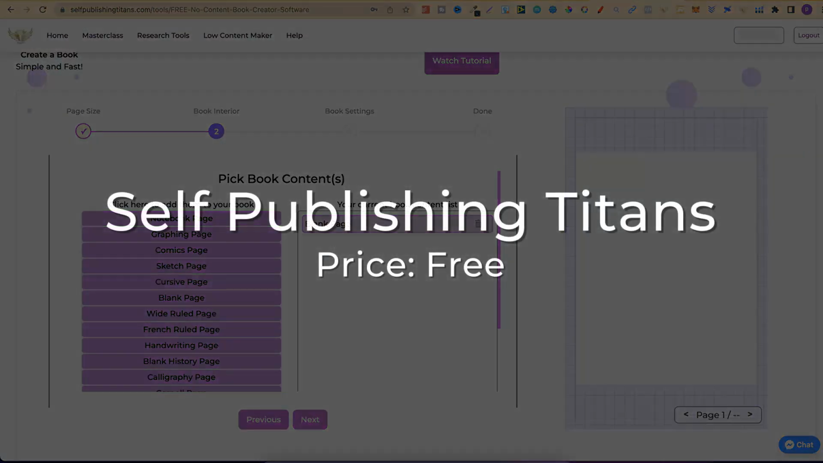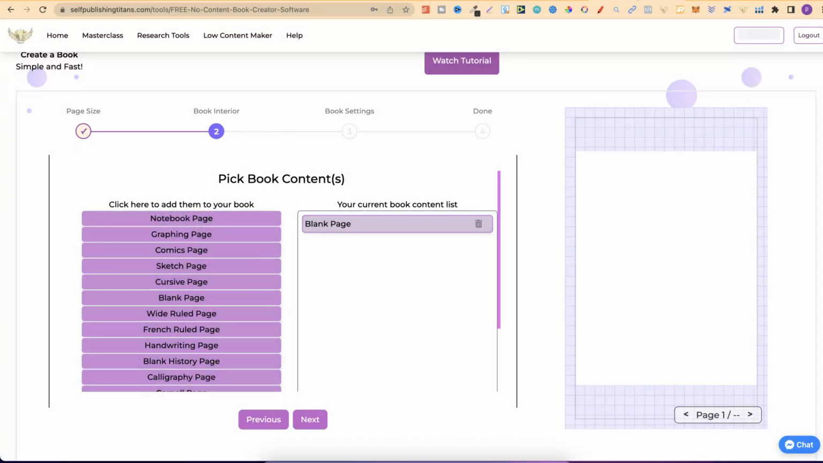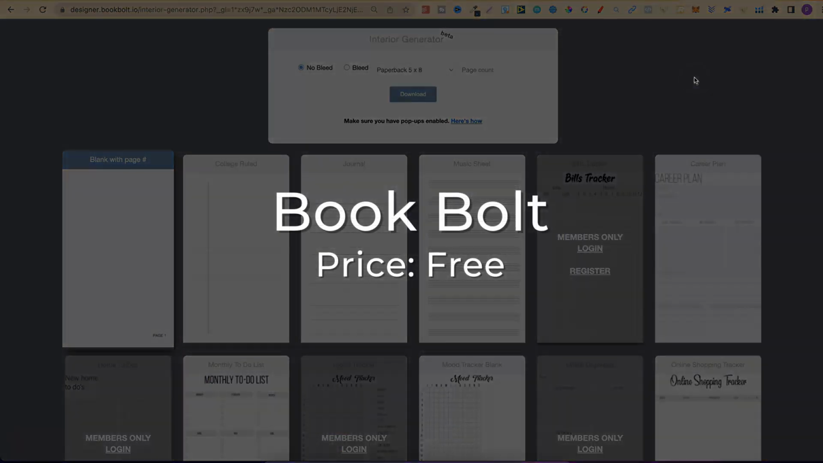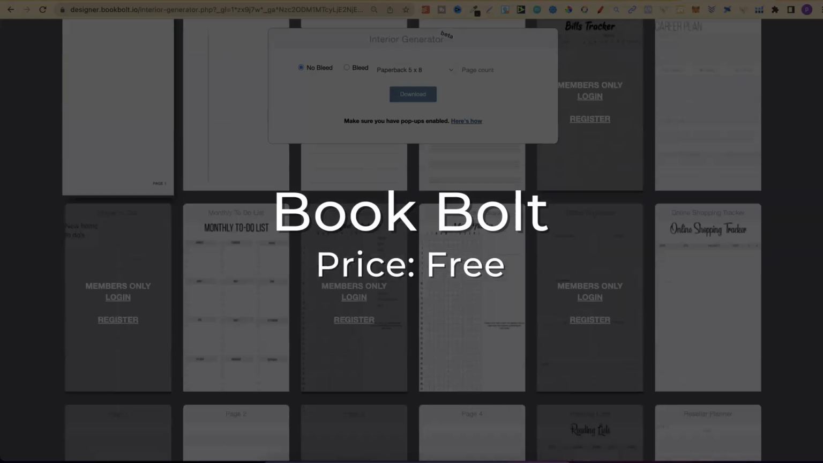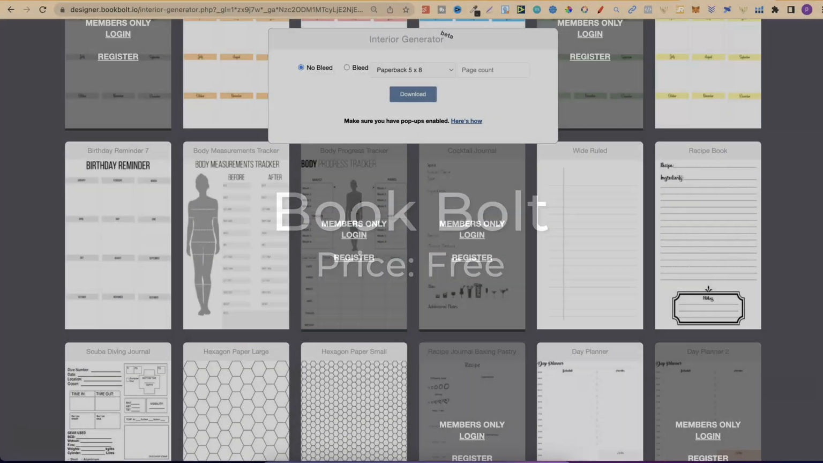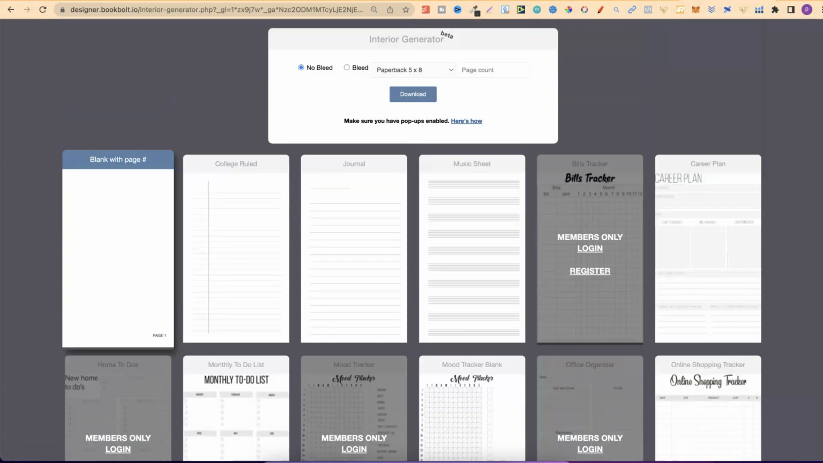Third place being Self-Publishing Titans, because they've just released this brand new awesome software which is completely free, and you can create notebooks, graph pages, comic books. So if we click on here, this is where we can create those blank comic books. Then the last place is BookBolt, because they do also have an interior generator, and you can get all of these free interiors. So that's 4 places that you can get interiors for those 30 low content books.